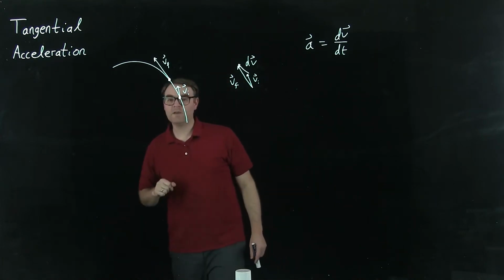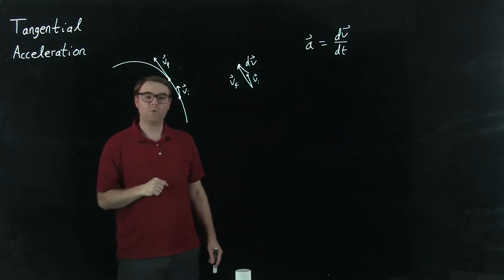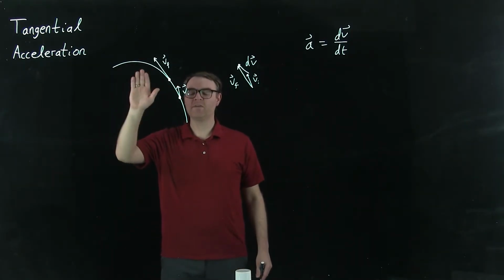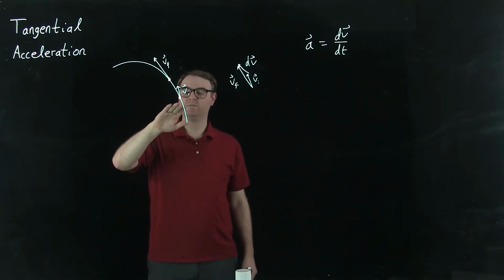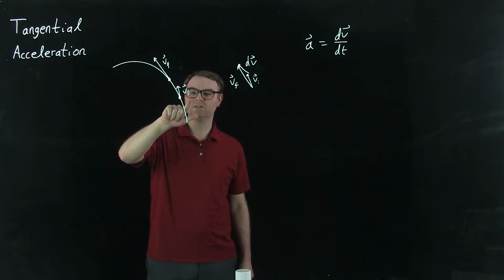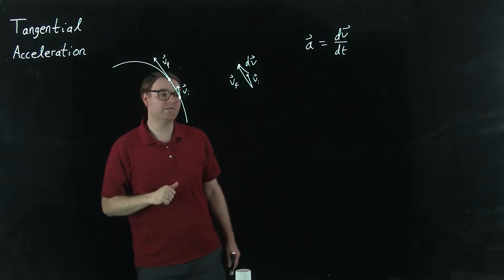So the next idea that we're going to talk about is the tangential acceleration, which is what you get when you have an object moving along a curved path with changing speed. I've opted to have an object here moving with increasing speed. So you can see my object initially has a small velocity vector, and then it has a larger velocity vector.